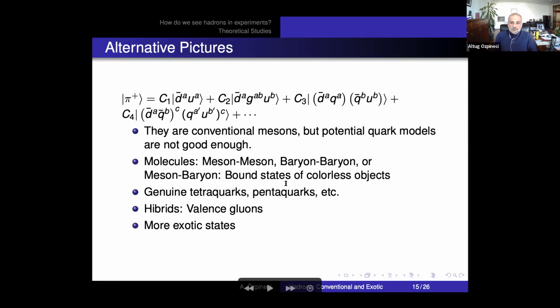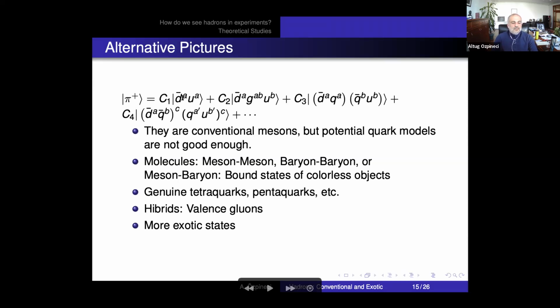So if you go back to our problem of what happens above the threshold, why do we have such a disagreement between the non-relativistic quark model computations and the experimental observations? Well, there are many hypotheses about that. Some people claim that the observed states are conventional mesons, but the potential quark models are just models at the end of the day. They are not the exact theory, so they do fail. And so the disagreement is not due to the nature of the meson, but rather due to the failure of the potential quark model.